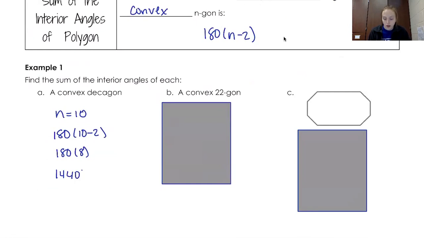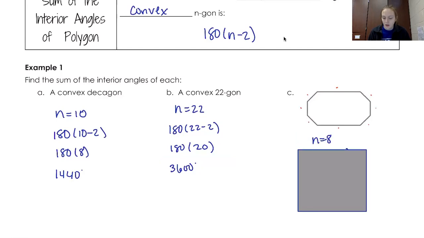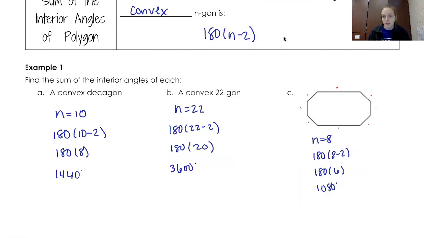Convex 22-gon now. That has 22 sides, so I do 180 times 22 minus 2, which is 180 times 20, and that gives us 3,600 degrees. This next one, I'm going to have to count the sides. So I count 1, 2, 3, 4, 5, 6, 7, 8 sides. So n is 8. 180 times 8 minus 2 is 180 times 6, which is 1,080 degrees.